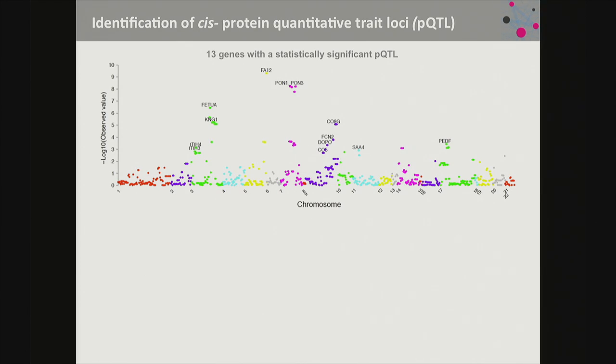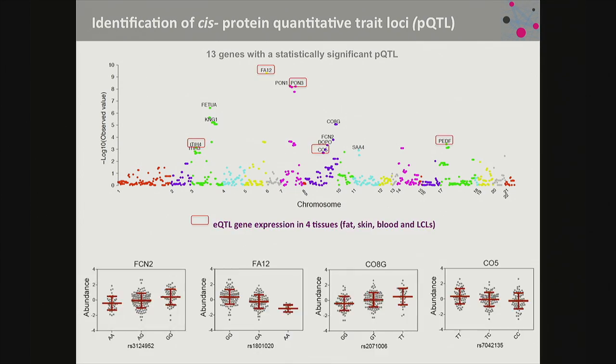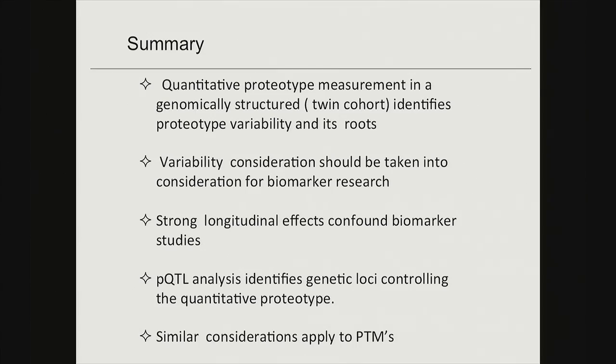I skip this for reasons of time. We then were also able to use the quantitative information, again like in the yeast strains, to link the variability of a protein back to a locus that determines it, and I think I just want to skip over that and come to the summary.